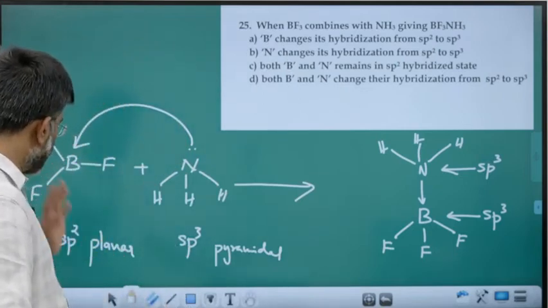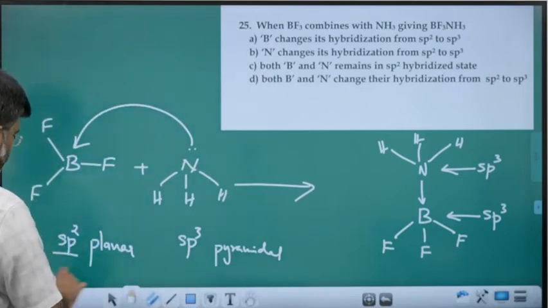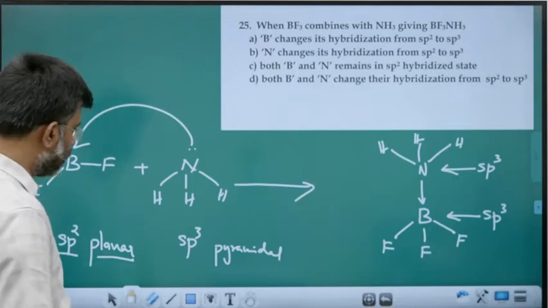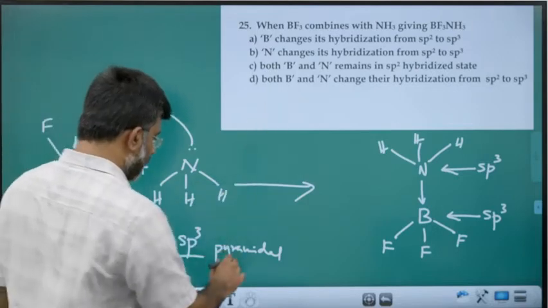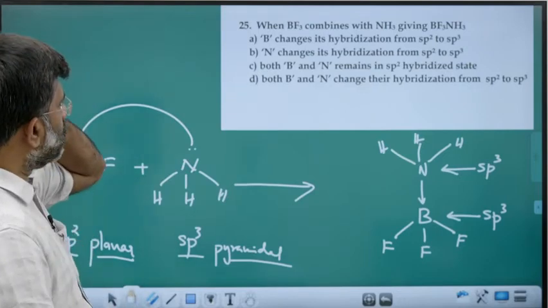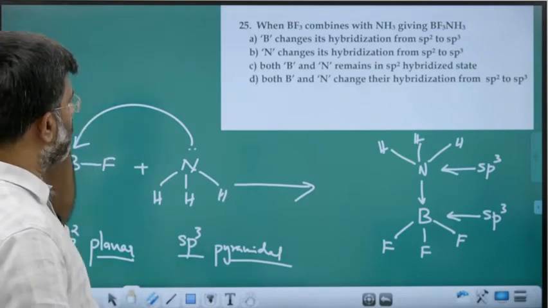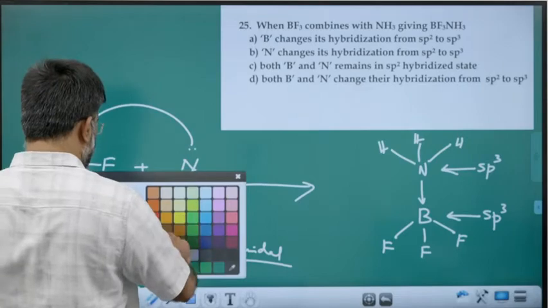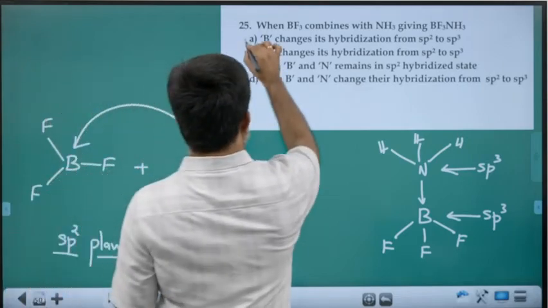So this and this change. sp2 becomes sp3, planar becomes tetrahedral. sp3 is sp3, pyramidal becomes tetrahedral. So what is the answer? Boron changes hybridization from sp2 to sp3. Yes, that is the correct answer.